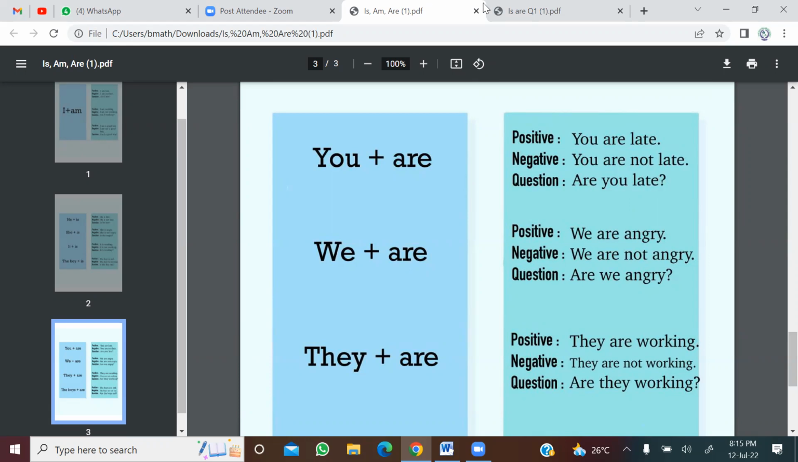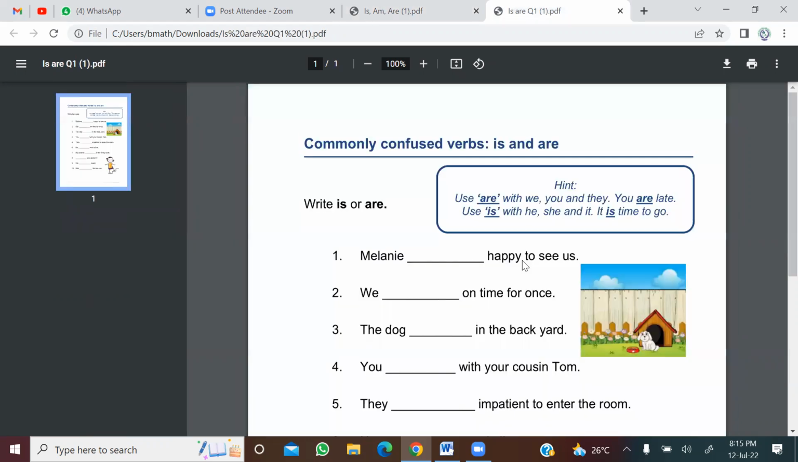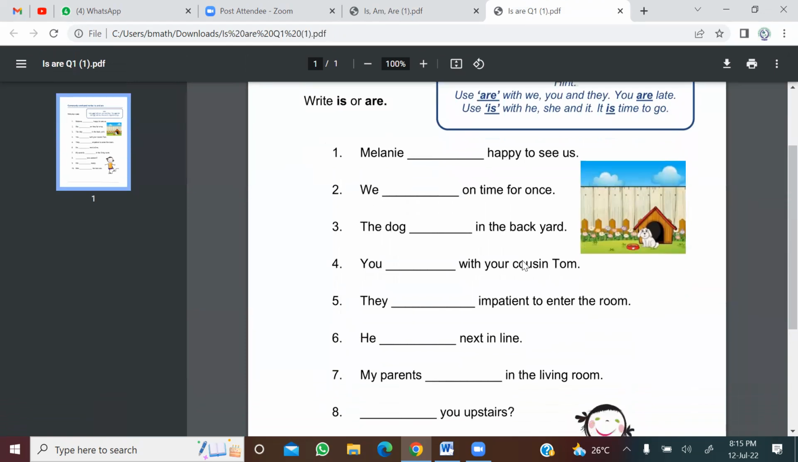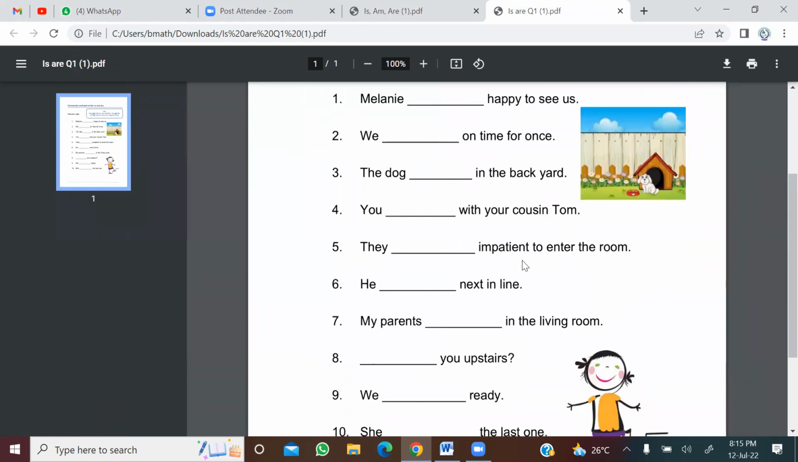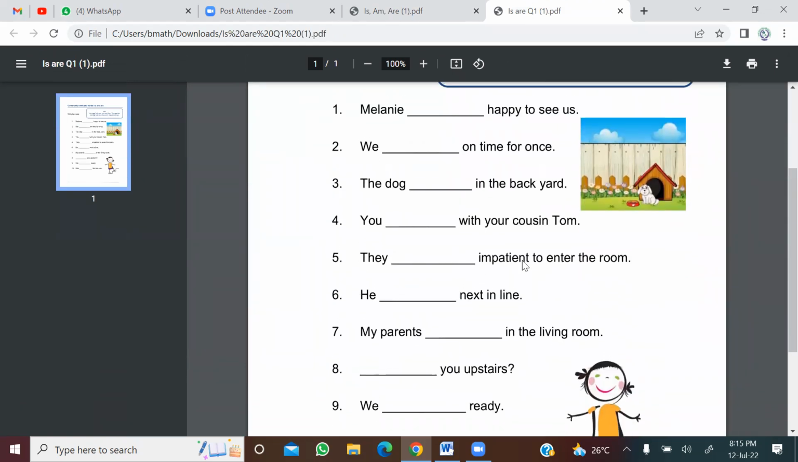This is a small exercise because I just need to know whether you've understood the difference between is, am, and are. So you should fill this with is, am, and are. I'll just ask one of you to tell me the answers. It's quite simple.